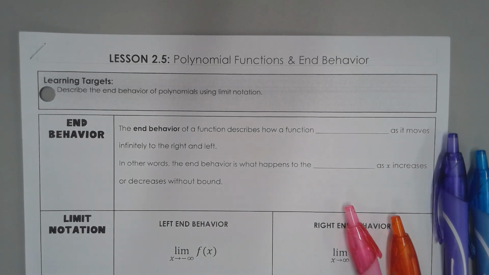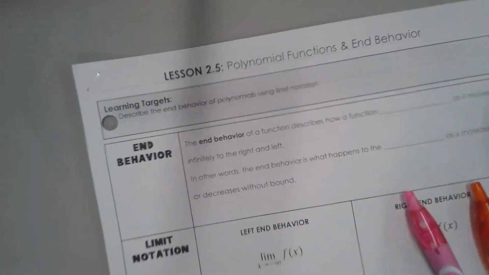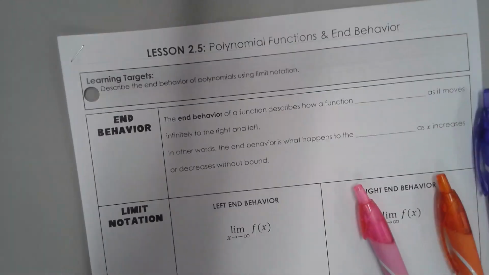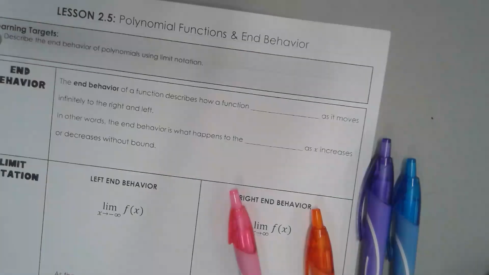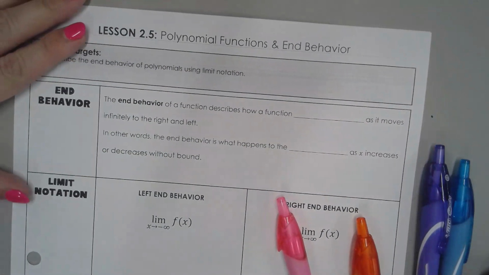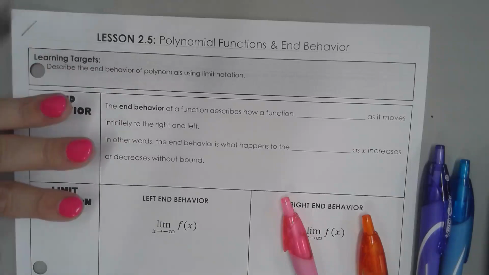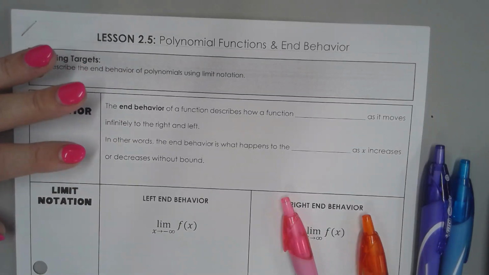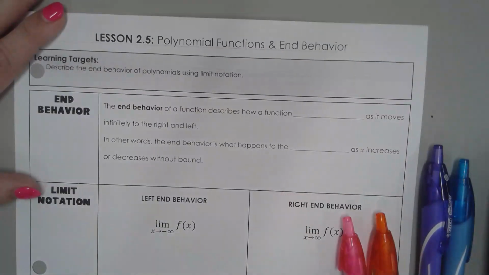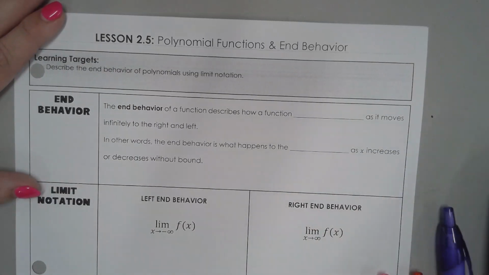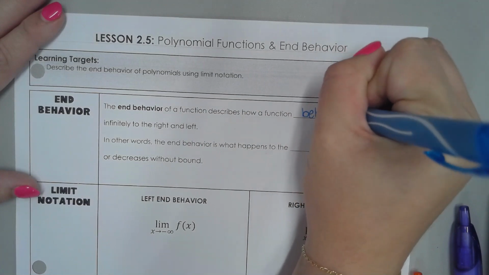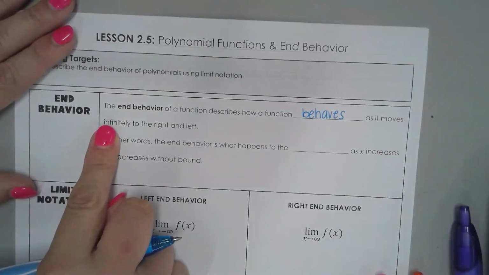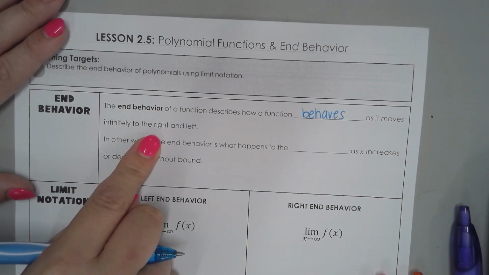End behavior today. The end behavior, like I said in Algebra 2, you learned about how functions rise or fall to the left, they rise or fall to the right. So you're looking at the direction of the arrows, the way the arrows are pointing. And so the end behavior of a function describes how a function behaves as it moves infinitely to the right and to the left.